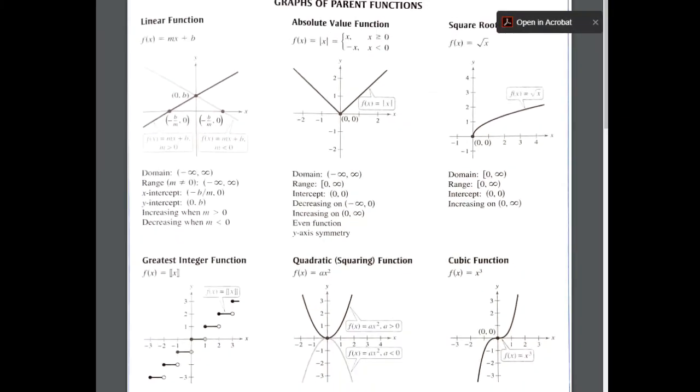Zoomed in too much. Okay, so the first thing we're going to do is take a look at linear functions. You should be pretty used to this. It gives you slope-intercept form. But remember, we have point-slope form. That's going to be a little bit more helpful.